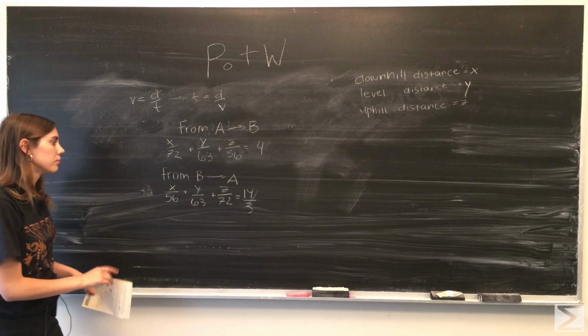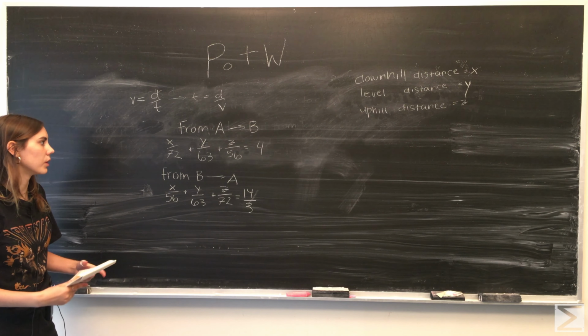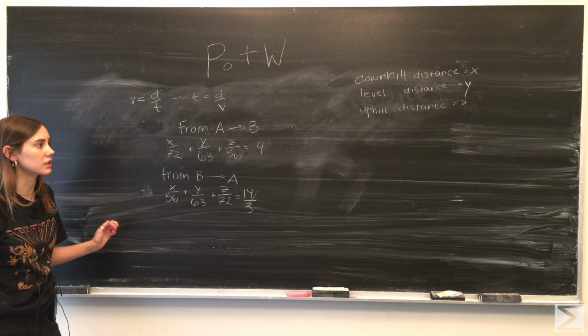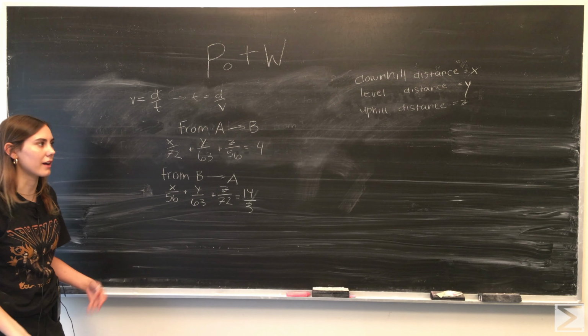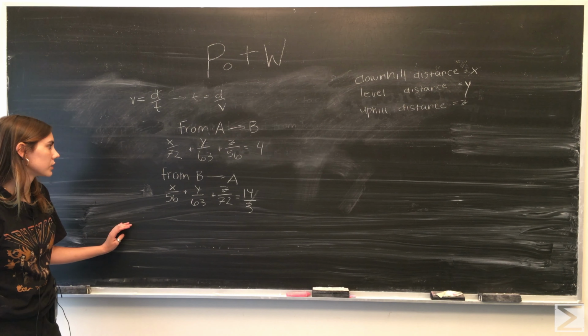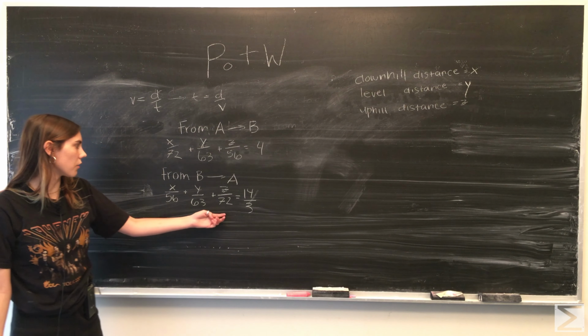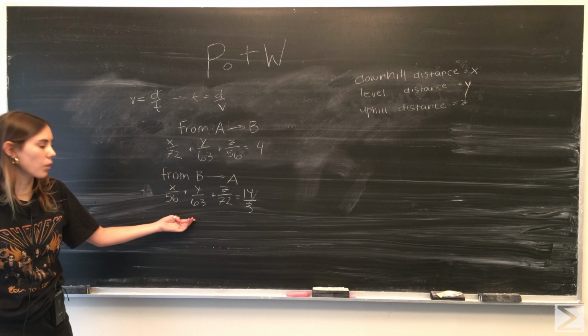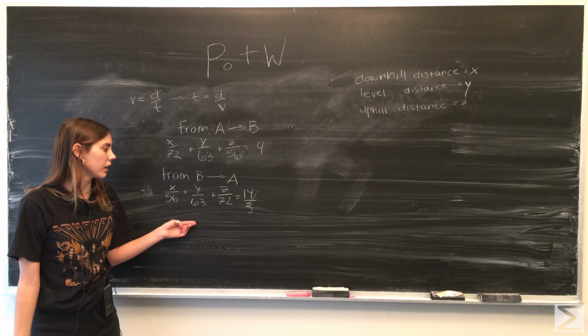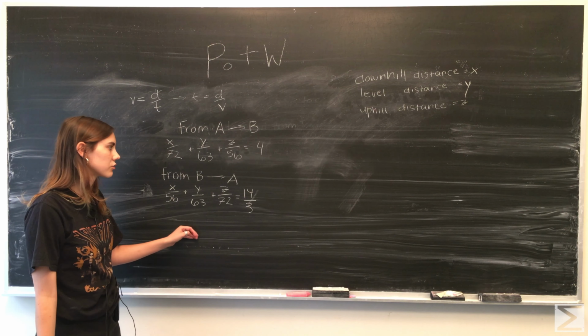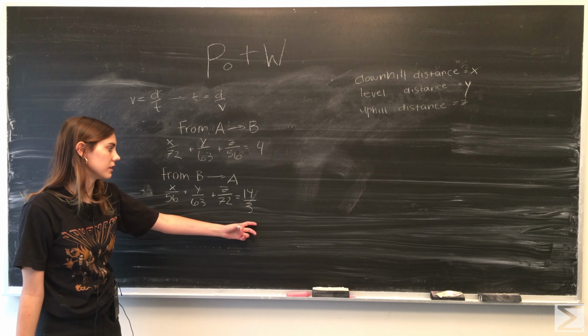So going from town B to town A, you're going to notice that actually the uphill and downhill distances switch because going back, obviously those change. So we just rewrite them with x being over 56 and z being over 72, and the y obviously stays the same. And since we know that going back it takes 4 hours and 40 minutes, translated into a fraction, that is 14 over 3.